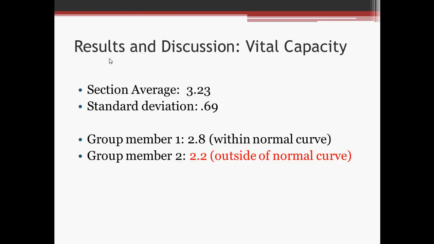Vital capacity of each group member was taken by exhaling forcefully into a spirometer. Those measurements were then compared to the class average. It was then found that group member 2's capacity did not fall within the normal curve. This is found by adding the standard deviation to the average. This could be due to the fact that the member was sick at the time of taking these measurements and was not able to breathe fully.